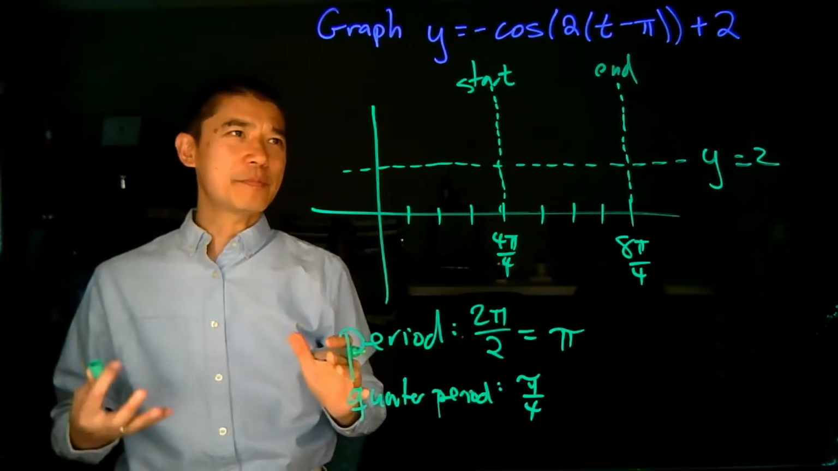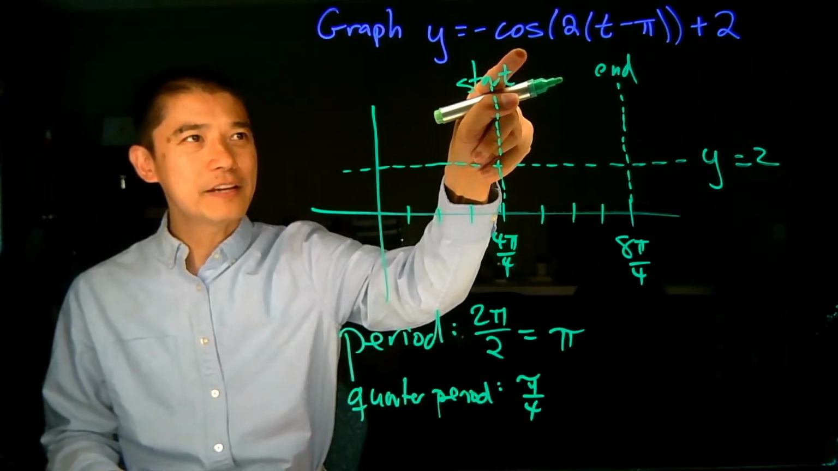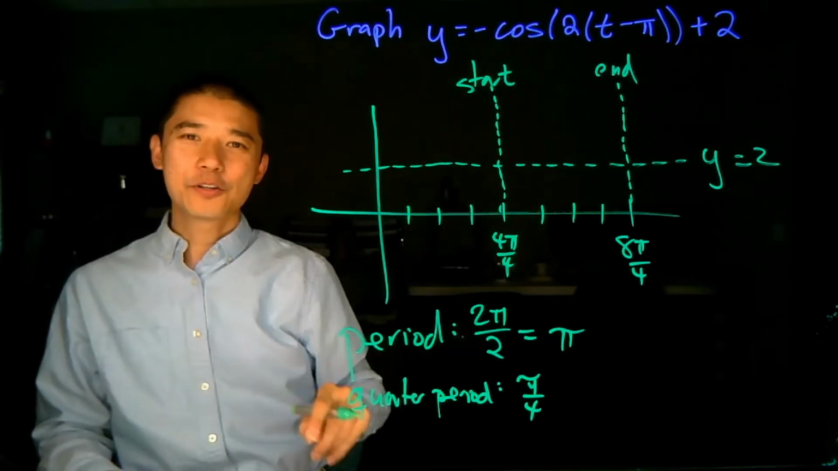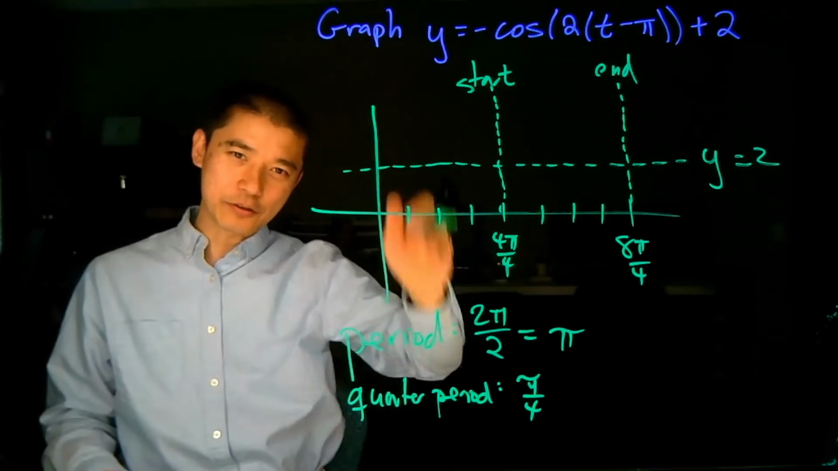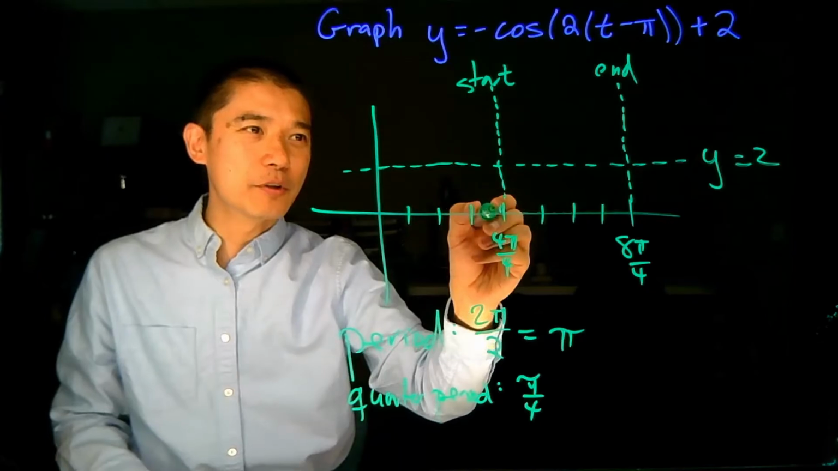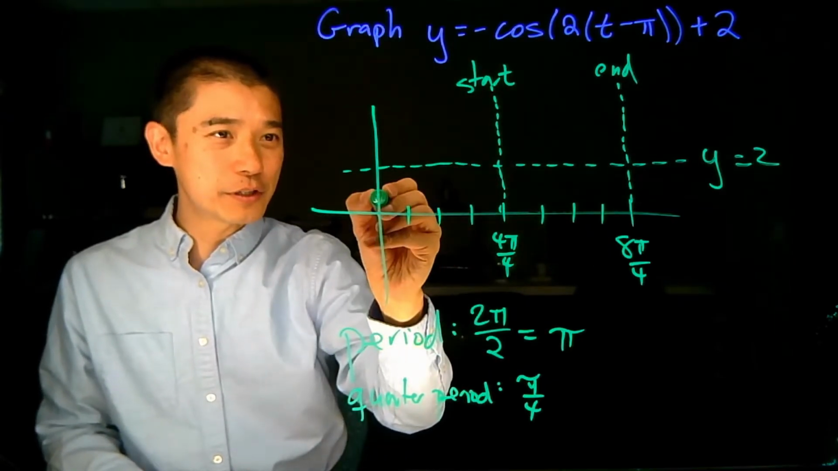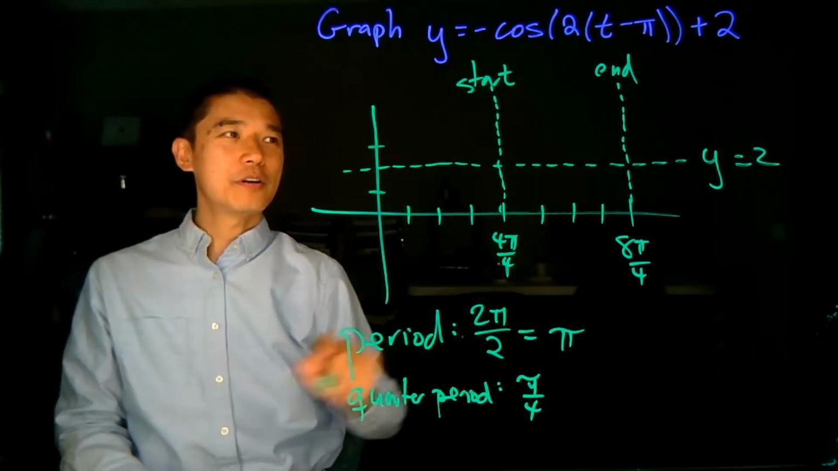And now we need to think about the shape of the graph. What is the shape of the graph going to be? Well, it's going to be a cosine graph, except it's going to be flipped over. So you might remember that the cosine starts at 1 and goes down and comes up. This negative sign takes that and flips it over. So it's going to start from below and go up and come back down again. And since this is a negative 1, we know that's going to go plus or minus 1 around the midline.